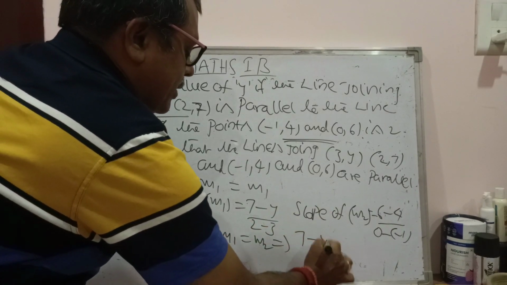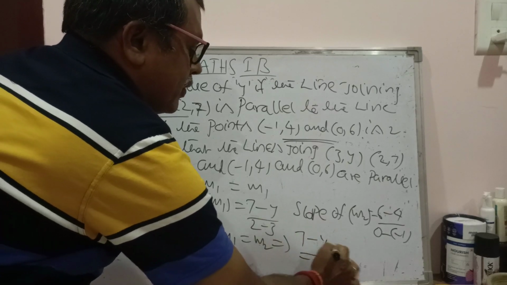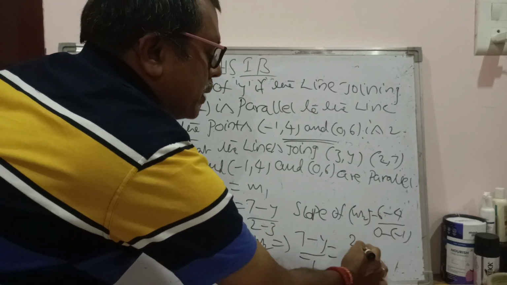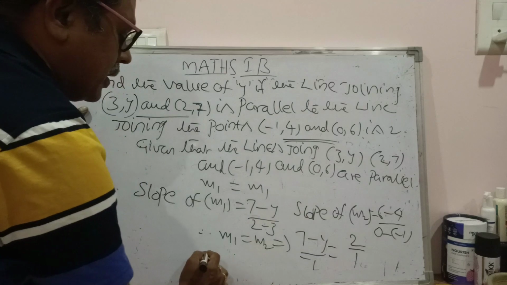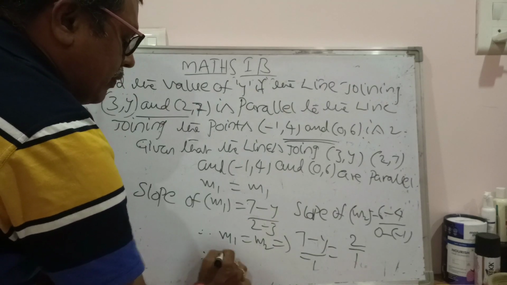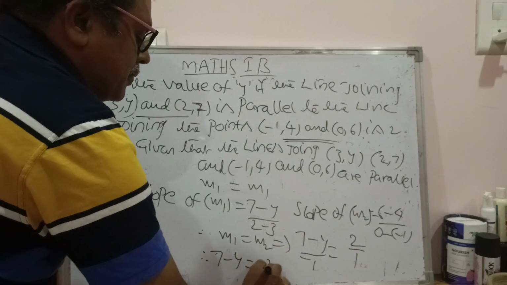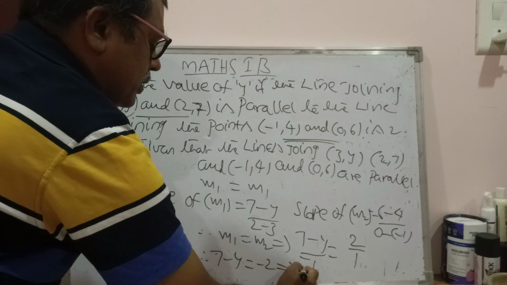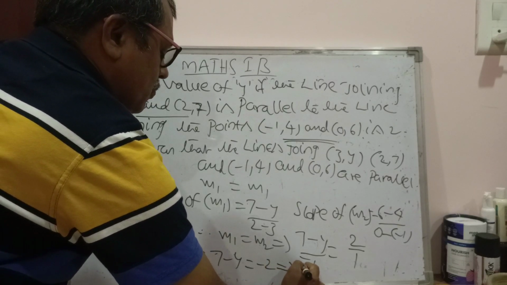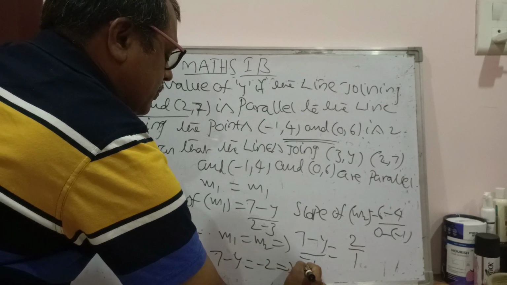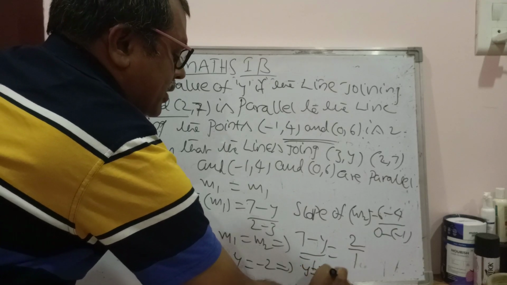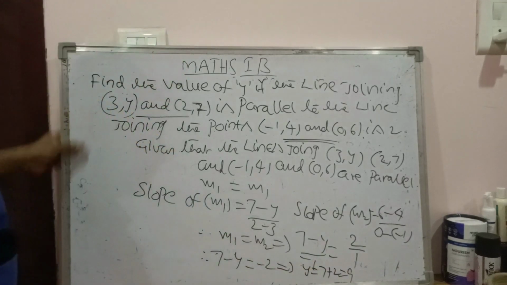Therefore, (7 minus y) by minus 1 is equal to 2 by 1. Therefore, 7 minus y is equal to minus 2. Therefore, y is equal to 7 plus 2, that is equal to 9.